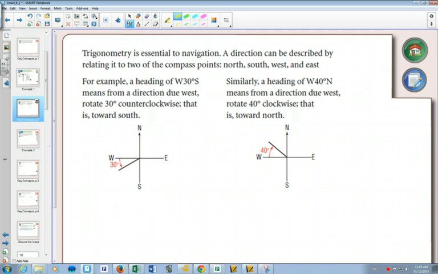So, west 30 degrees south, west 40 degrees north. If someone tells you that as a direction, what they mean is start at west. If I started at west and then I went 30 degrees towards the south, does the diagram make sense? Okay? Here on this one, if I started at west and went 40 degrees to the north, that would be the direction. Now, depending on which textbook, there are other ways that angles are stated.